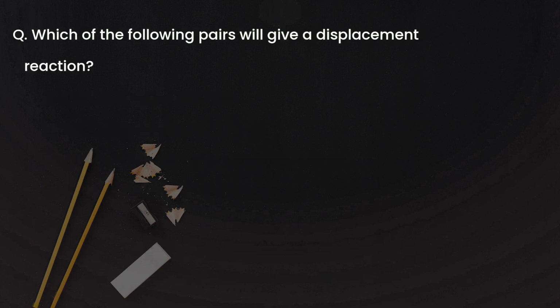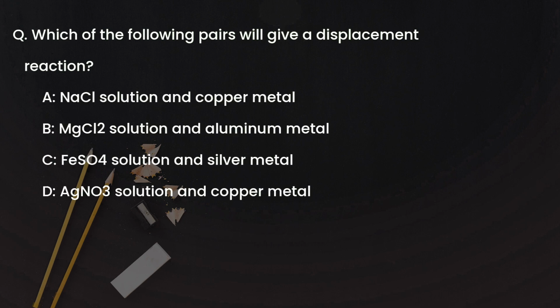Question: which of the following pairs will give a displacement reaction? Option A, NaCl solution and copper metal. Option B, MgCl2 solution and aluminum metal. Option C, FeSO4 solution and silver metal. Option D, HNO3 solution and copper metal. You have 5 seconds to answer the question.